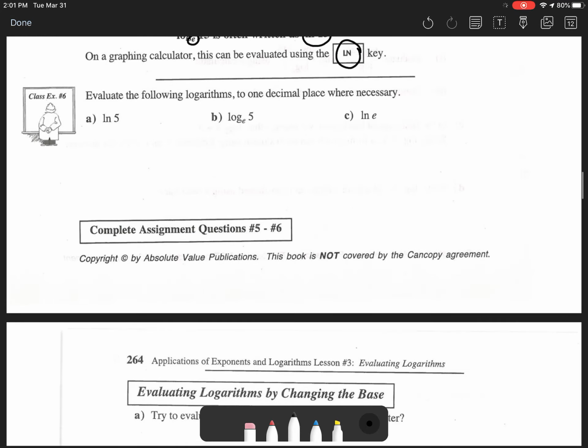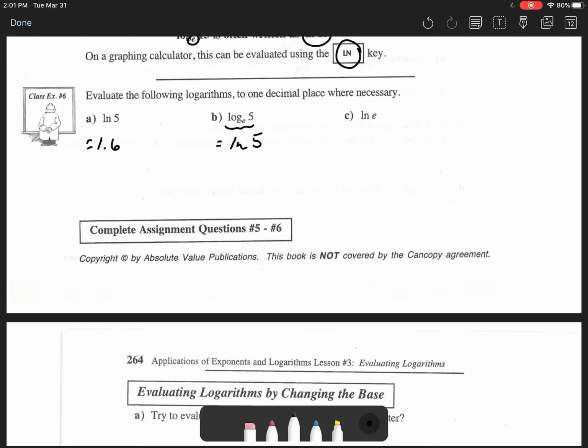So evaluate the following logs to one decimal place where necessary. So the natural log of 5. Again, all I would do is turn my calculator on and then go ln 5, enter. Okay, and you will get, to the nearest tenth, 1.6.